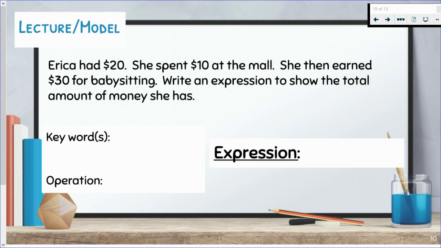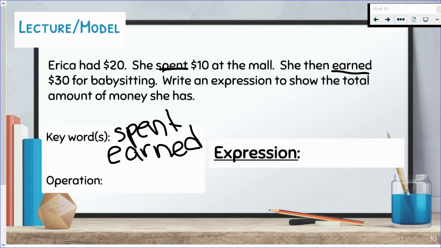Erica had $20. She spent $10 at the mall. She then earned $30 for babysitting. Write an expression to show the total amount of money she has. So this is going to be another 2-stepper. She started with 20. She spent 10. That's definitely going to be a keyword, spending. But then she also earned money. So she started with some money and then she spent it. So that's going to mean subtraction. But then she earned money, so then she's going to get some of it back.